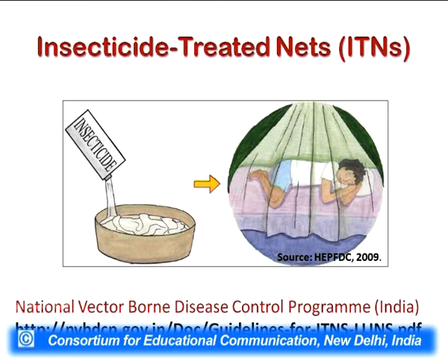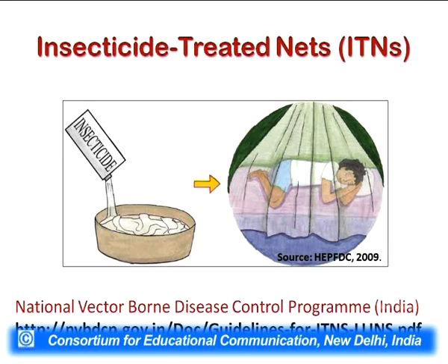Whenever a mosquito comes near these insecticide treated nets, it bites the fibers, and the insecticide present in the fibers of these nets goes into the body circulation of the mosquito, and the mosquito dies right there.